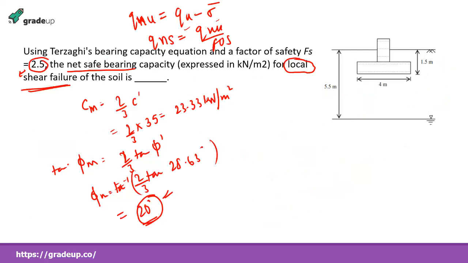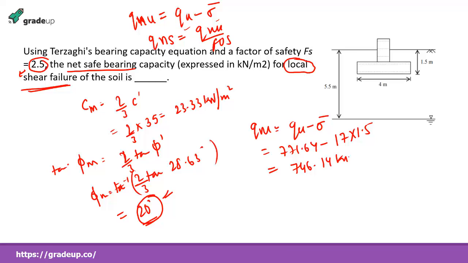Now we have to find the net safe bearing capacity. Now QNU is equal to QU minus sigma effective. QU we have obtained 771.64 minus gamma DF. Gamma is again 17 into depth of foundation 1.5. So this final value we will have 746.14 kilonewton per meter square. I hope this is clear.